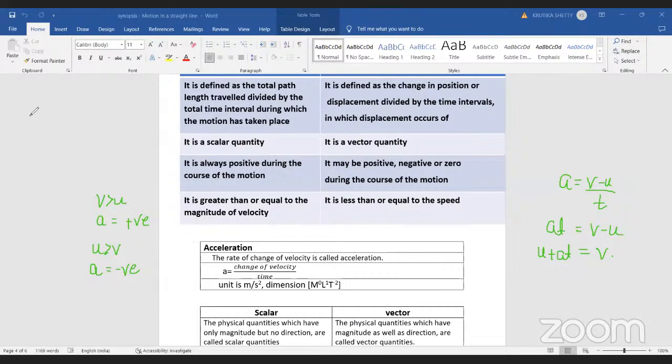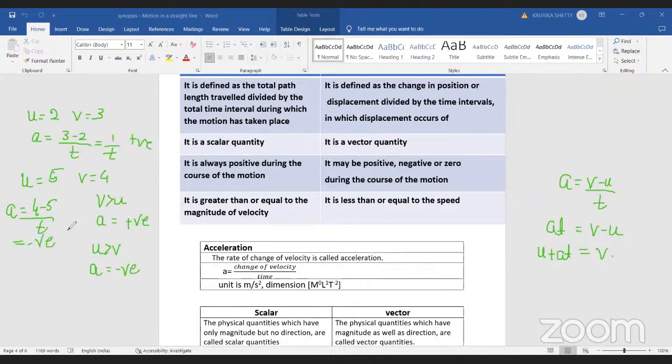How? See here. For example, initial velocity is 2, final velocity is 3. Then what will your acceleration be? v minus u. 3 minus 2 divided by time is equal to, keep it like that. So it will be 1 by t. Correct? So what came? Positive came, no problem. Suppose I have the initial velocity as 5 and the final velocity as 4, then the acceleration is given by 4 minus 5 divided by time. That is the negative answer we are getting.